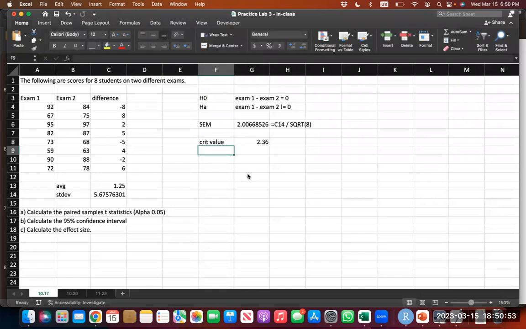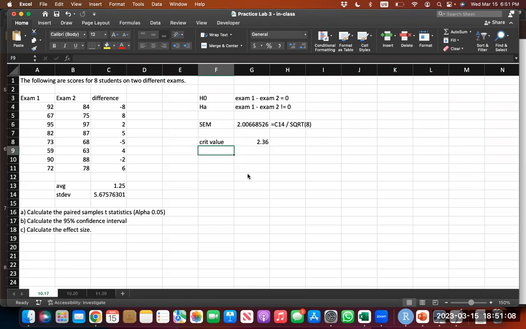2.36. If we know a critical value, if we know a critical T, we can now easily calculate our 95% confidence interval, which gives us, in the greater scheme of things, an estimate of our cutoff values.